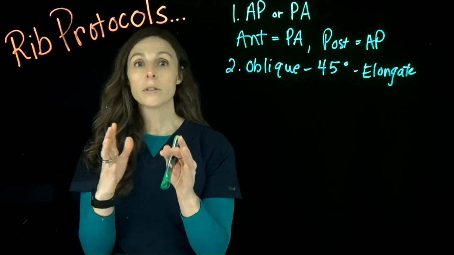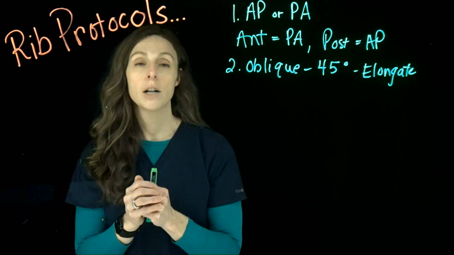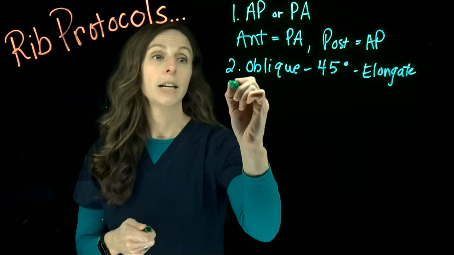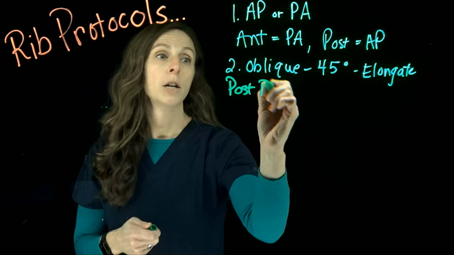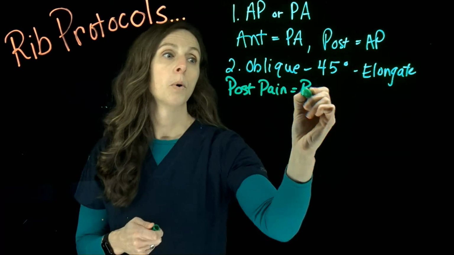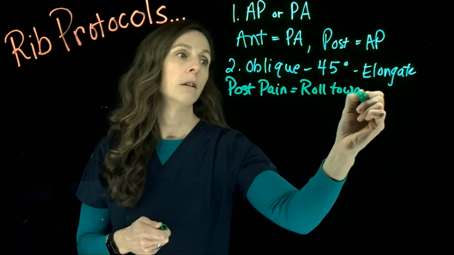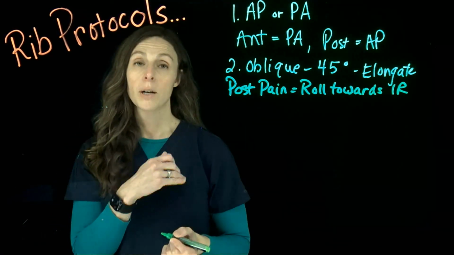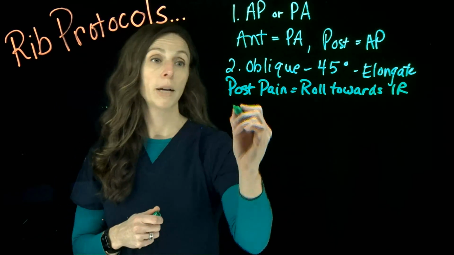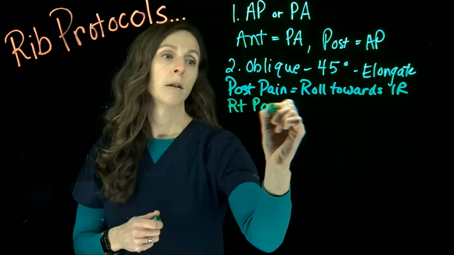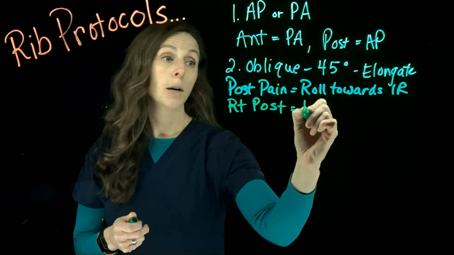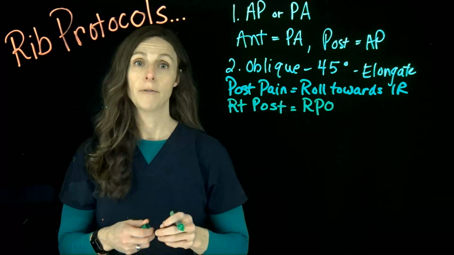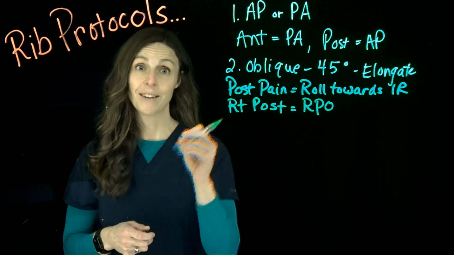So there's a couple rules when you're doing obliques. First of all, if the patient has posterior pain, you roll the affected side towards the image receptor. So posterior pain, roll towards IR. So for example, if your patient comes in with right posterior rib pain, you would do an RPO. Okay, not too bad. You'd do a 45-degree RPO of the right side, right?